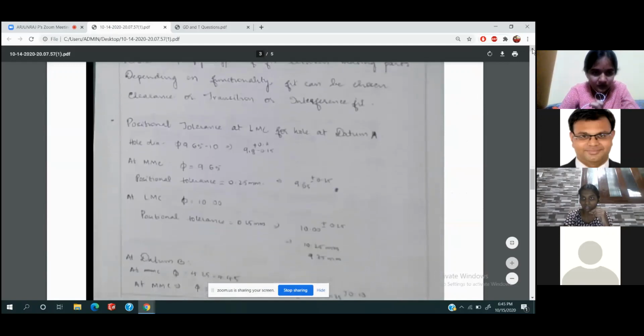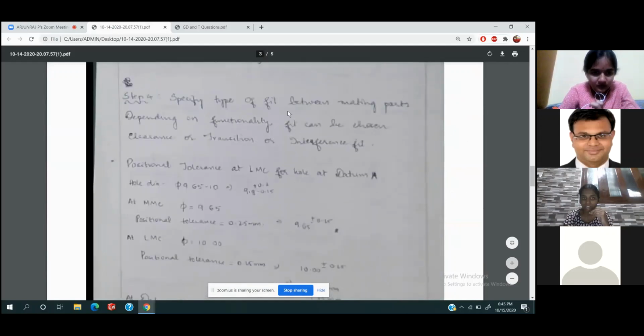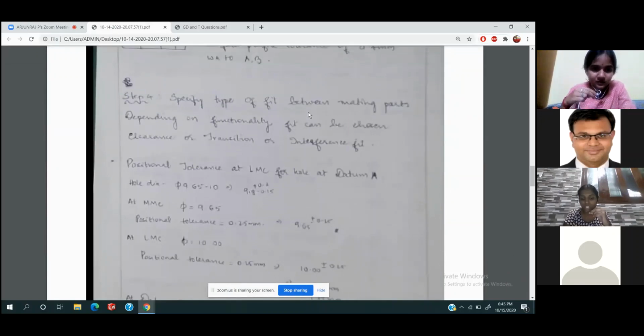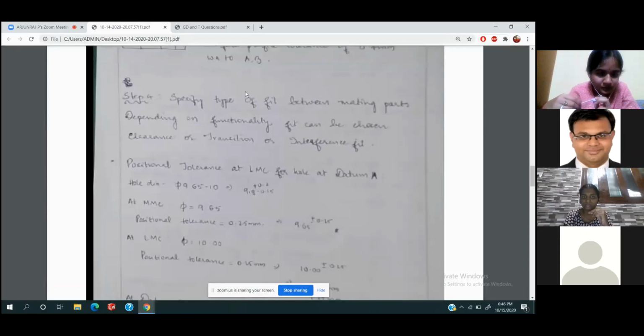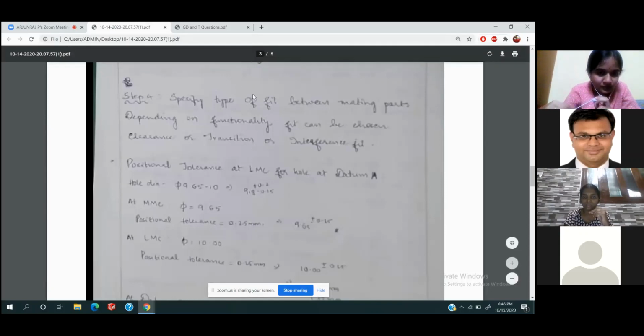Next, we mentioned that it specifies fits. What is the type of fit? Those can also be explained through the component we have mentioned. So here, which category is it coming under? Is it an interference fit or a clearance fit, or which one does it come under?